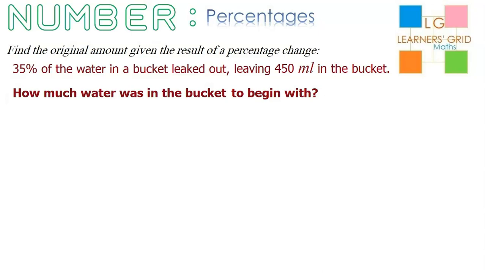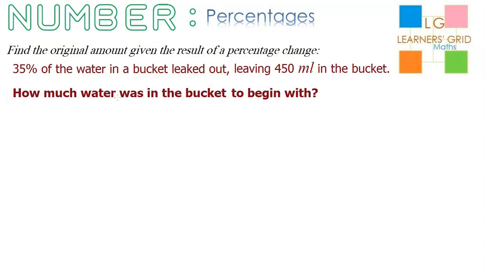In this tutorial video, I am going to demonstrate how to find the original amount following a percentage decrease. Let's look at the first question here. It says 35% of the water in a bucket leaked out, leaving 450 mils in the bucket. So how much water was in the bucket to begin with?